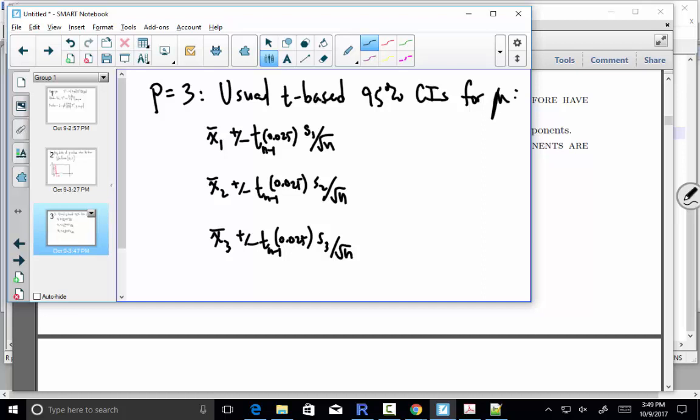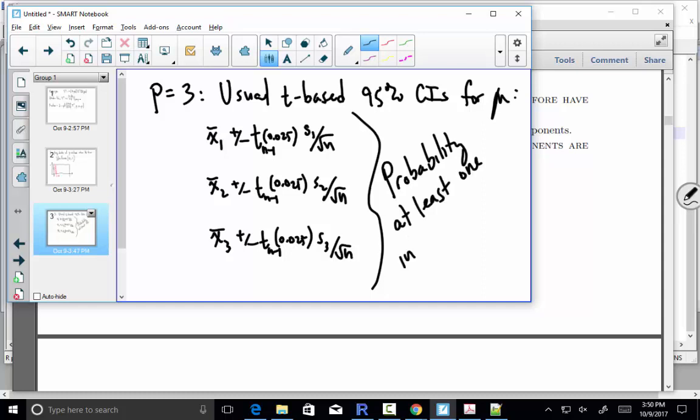So with this, the probability that at least one interval is wrong does not equal 0.05. In fact, it's bigger than 0.05. With simultaneous confidence intervals, if we did 3 simultaneous confidence intervals, like Bonferroni, for example, then we could say each one of them individually and all of them collectively, we're 95% confident in them.